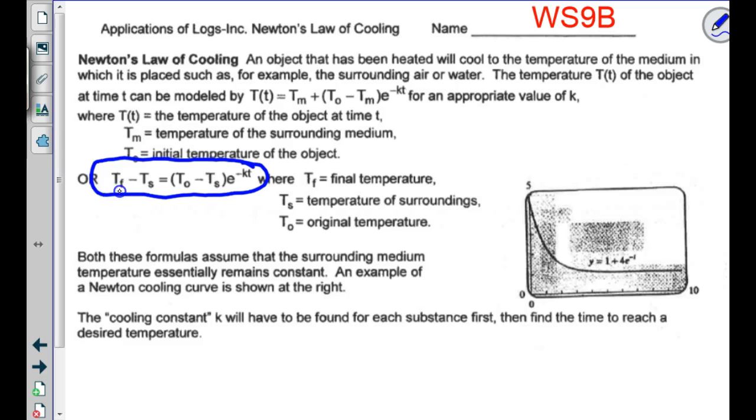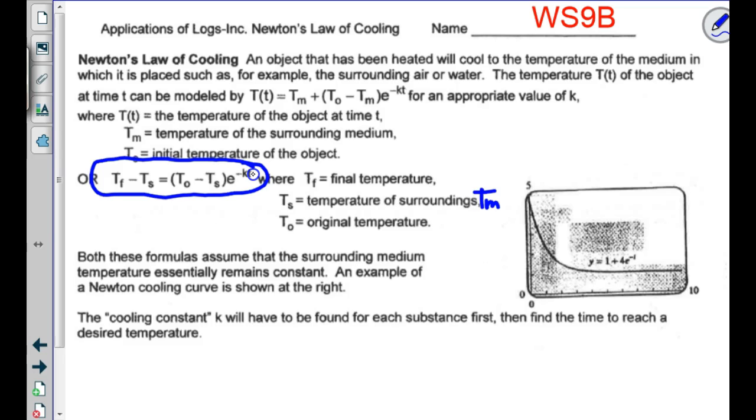Now, let me go through what this is. T sub F is the final temperature, the final temperature at the time we're talking about. T sub S is the temperature of the surroundings. I should check, I feel like it might be T sub M on the quiz. It's T sub M or T sub S, the surroundings or the medium in which it's placed. T sub 0 is the original temperature. K is the constant for whatever substance we're talking about. And t is time.